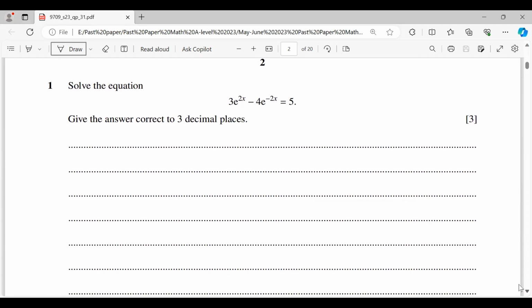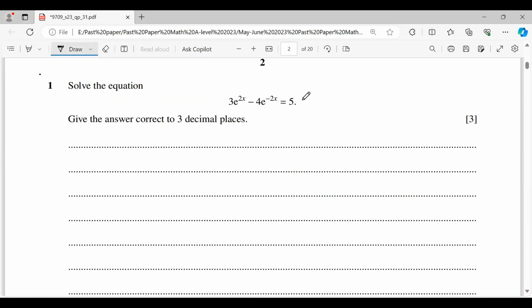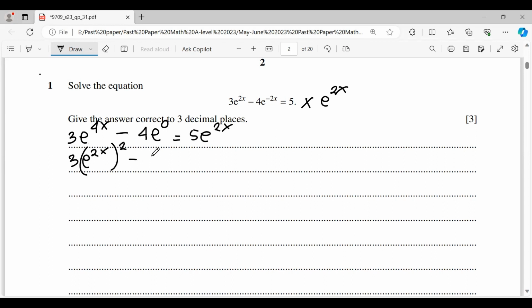Solving these equations gives the answer to 3 decimal places. Okay, I will start by multiplying these equations by e to the power 2x. So it's going to be 3e^4x minus 4e^0, because negative 2x plus 2x, equals 5e^2x. So it becomes 3(e^2x)^2 minus 5e^2x minus 4 equals 1, equals 0, I mean.